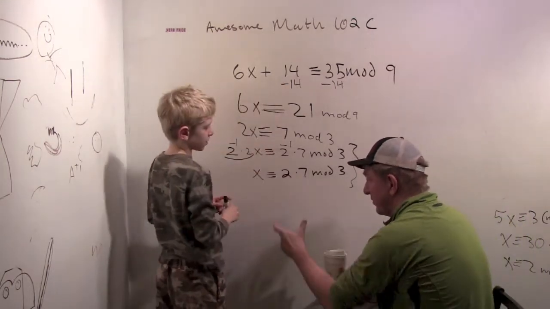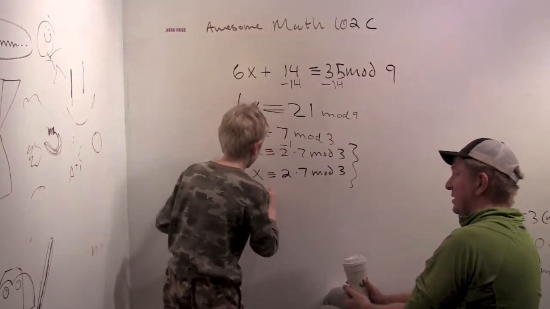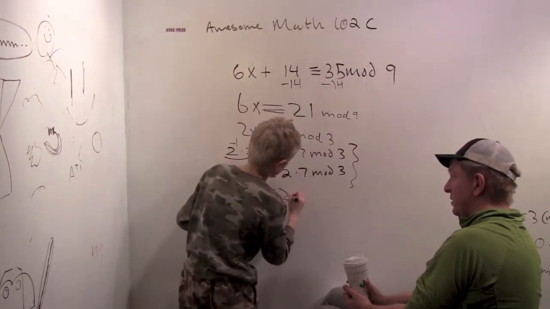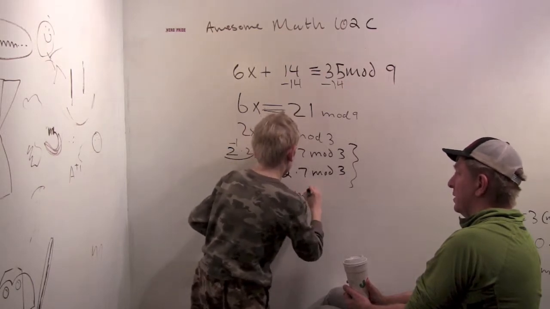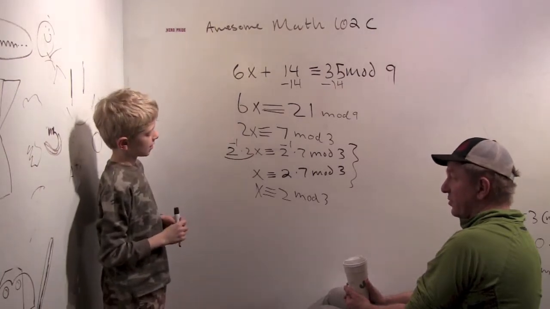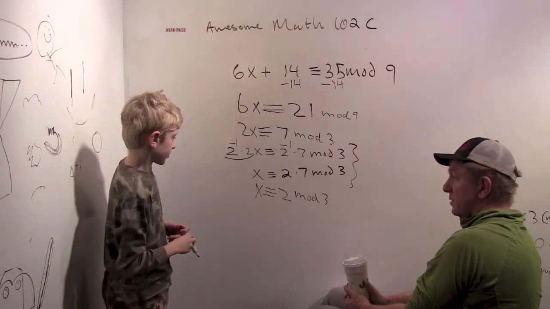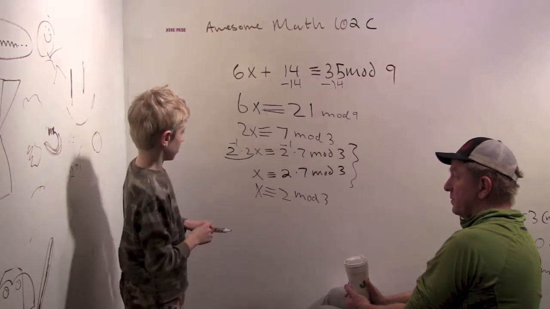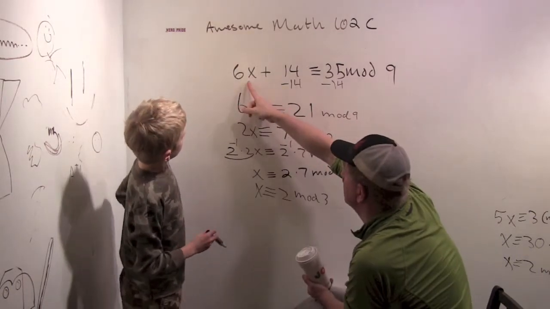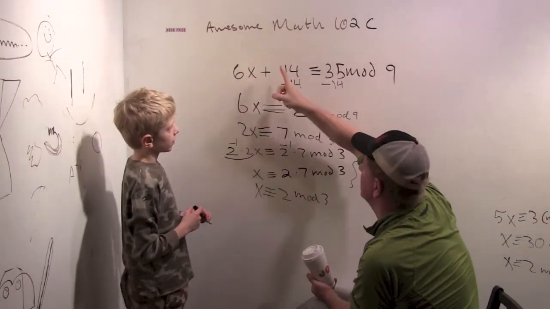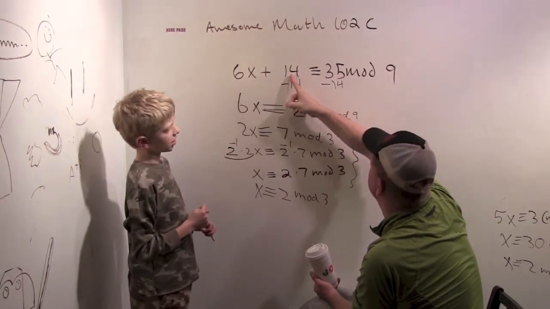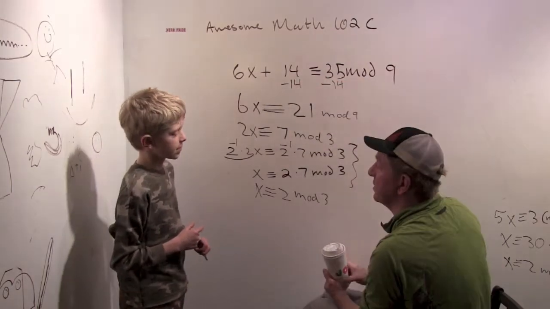So what's your solution here? What's the last step? x is congruent to 2 mod 3. So what is a number that's congruent to 2 mod 3? Just 2, 2 would work. So let's see, 6 times 2 is 12, plus 14 is 26. Is 26 congruent to 35 mod 9?